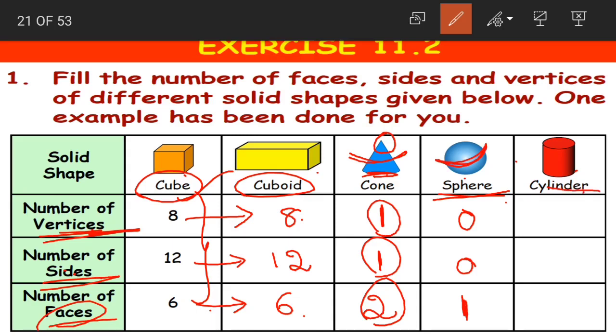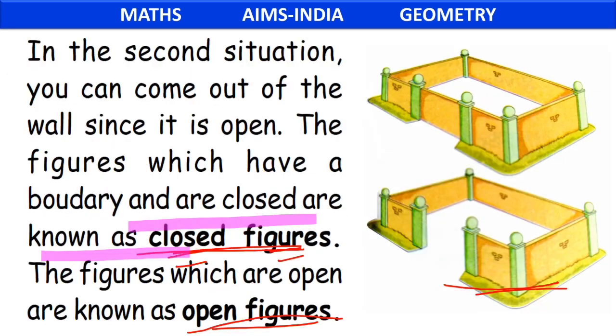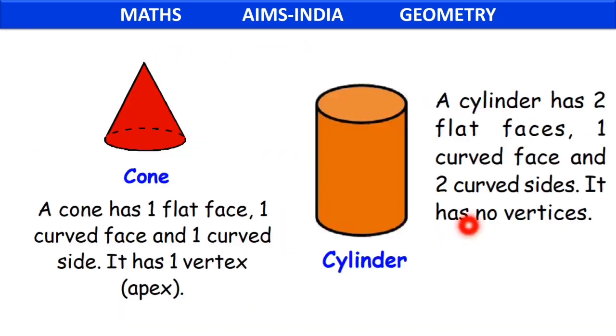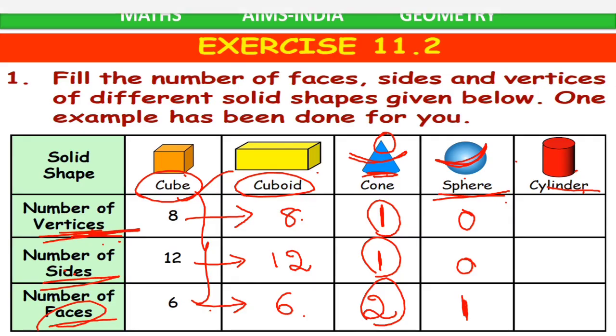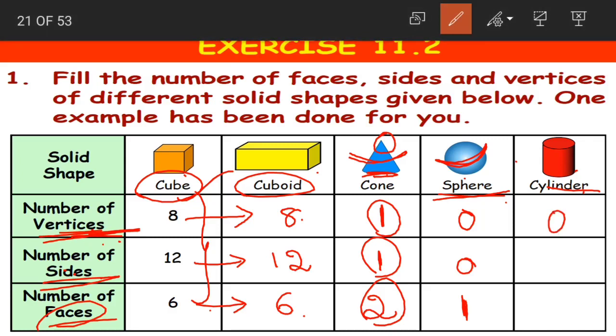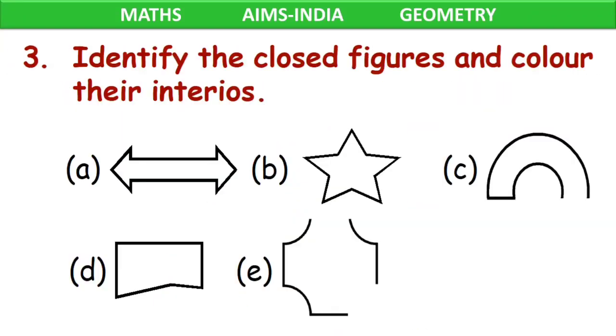Now moving on to cylinder, how many vertices does a cylinder have, children? Let us check. Yes, it has no vertices. Our cylinder has no vertex. Coming to the number of sides, cylinder has 2 sides. And coming to the number of faces, cylinder has 3 faces. What are they? 2 flat faces and 1 curved face. So this is one side and this is one side. So our cylinder has 0 vertices, 2 sides and 3 faces, children. I hope this is clear.